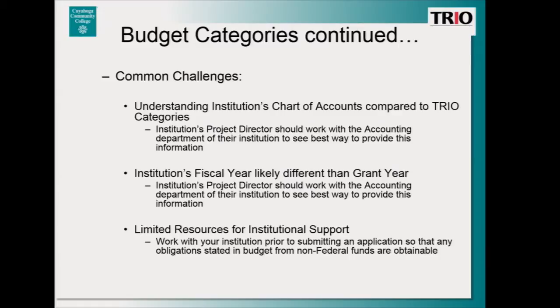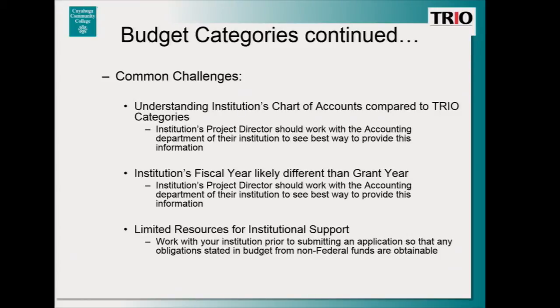Another problem we have is we run here on a July 1 through June 30th fiscal year, so our accounting software is based on that fiscal year. And the federal budget for these TRIO programs is September through August 31st. So we have to use a bridge report to account for the different fiscal years.